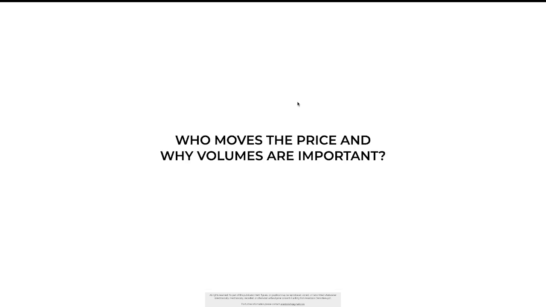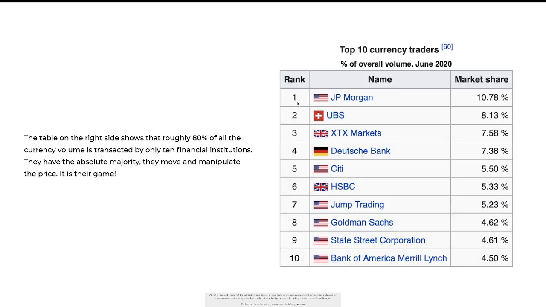So since we already know how the price moves, the next question is how and who moves the price, and why the volumes are so important. Why do we trade volumes every single session, right? Well, let's have a look at this table. The table on the right side, taken from Wikipedia, shows us that roughly 80% of all the currency volume is transacted by only 10 financial institutions. They have the absolute majority. They move and manipulate the price, right? It is absolutely their game.